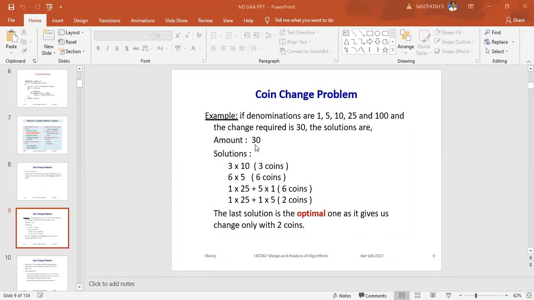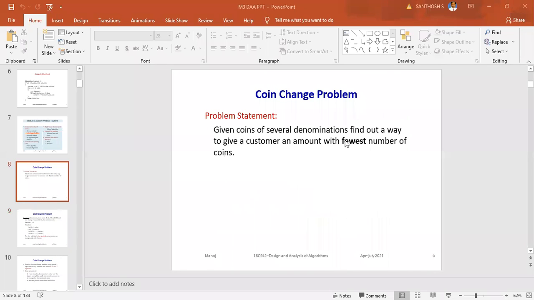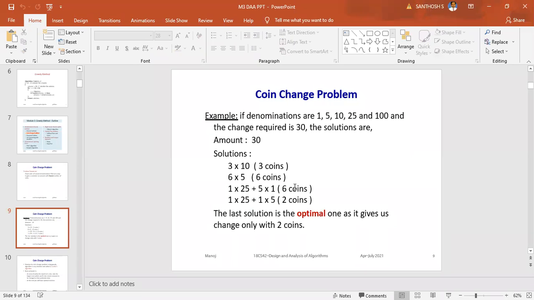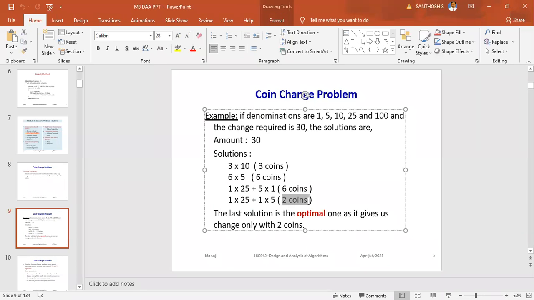What is the amount you are having? 30, and the denomination is 100. So for that, you don't require that 100. So maximum you go with 25 rupees, 1 coin and 5 rupees, 1 coin. So how many coins do you require? 2 coins. Fewest number of coins in all the 4 cases, it is 2. So the last solution is the optimal solution as it gives us change with only 2 coins. So understand here, give the customer the amount with the fewest number. So you go with 2 coins.